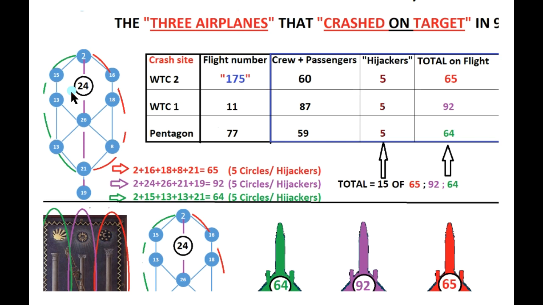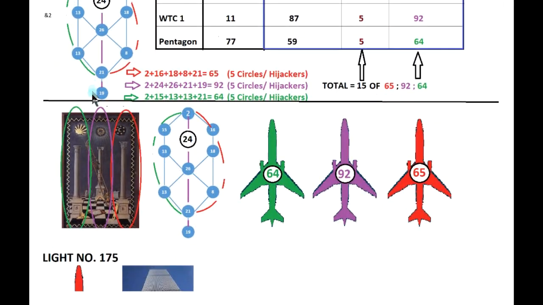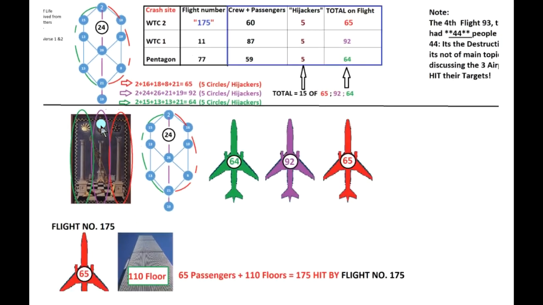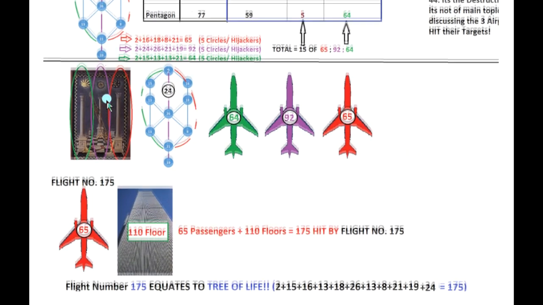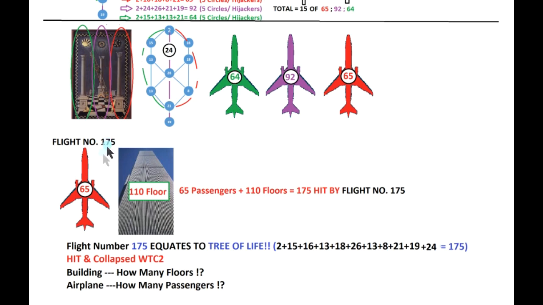Not only that, flight number 175 that hit WTC-2 had 65 passengers. If we look here, you have an airplane that had 65 passengers on board hitting a tower that is 110 floors.